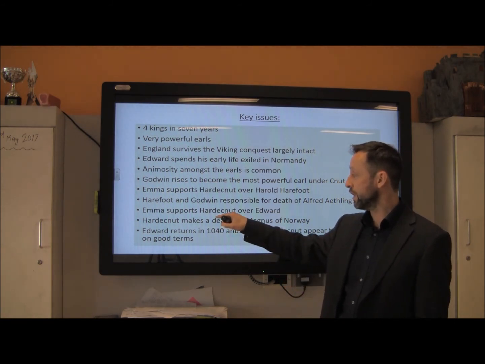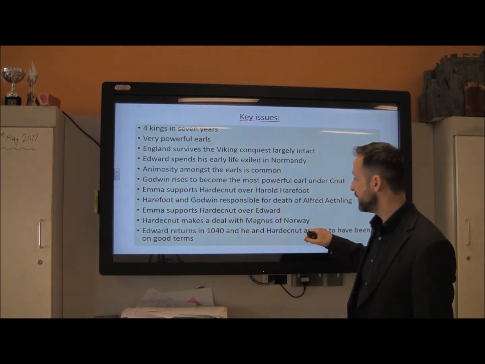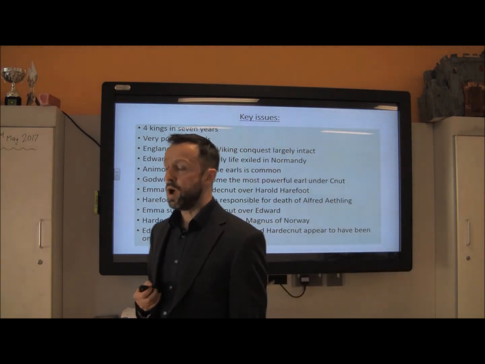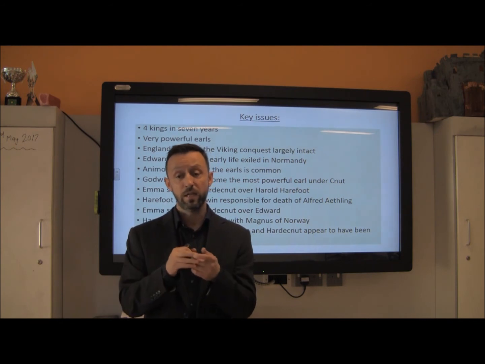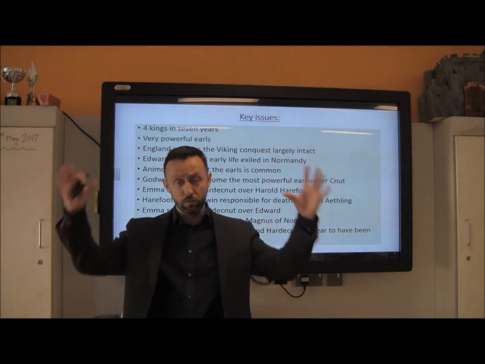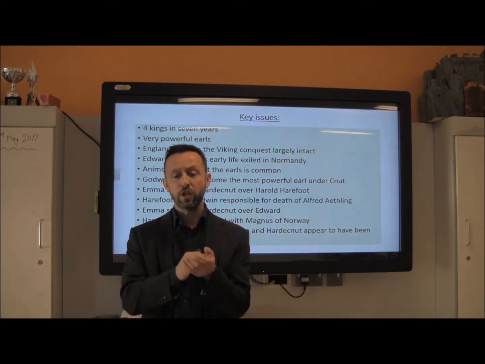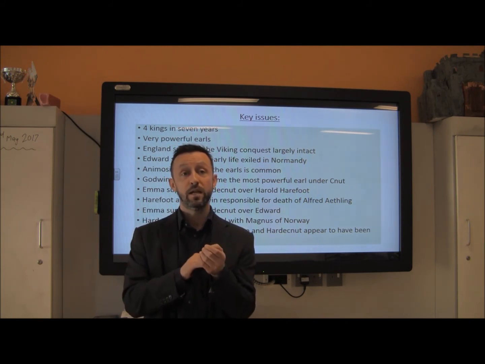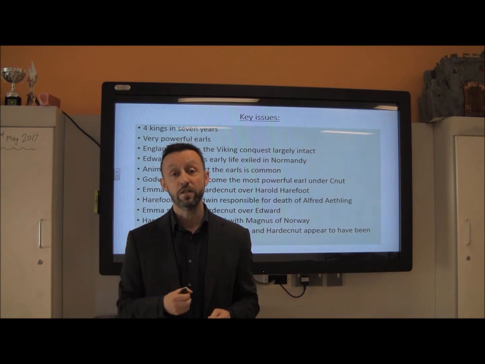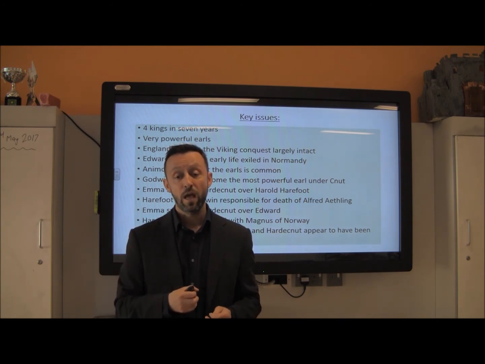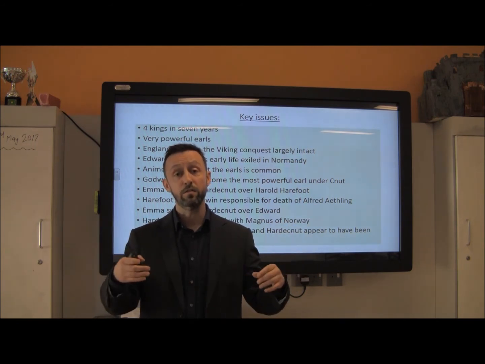This little incident here, which I haven't spoken about, Hardicanute makes a deal with Magnus of Norway. So Hardicanute is king of Denmark and king of England. Magnus is king of Norway. You'll remember that Canute was king of all 3. Hardicanute reaches a deal with Magnus that states, whichever one of us is to die first, the other one shall inherit his lands.